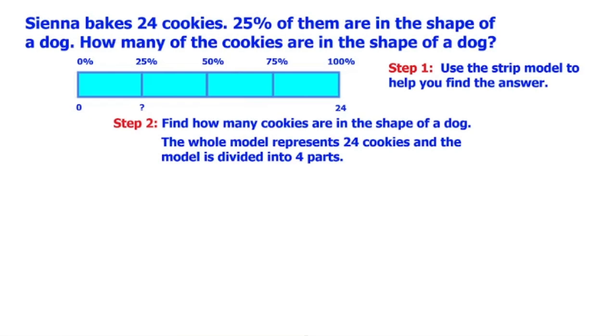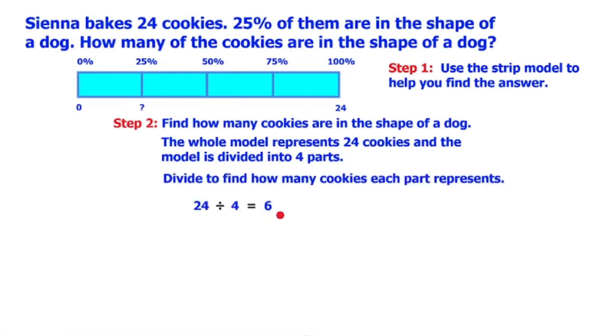Now we divide to find how many cookies each part represents. So we take 24 and divide it by 4, which equals 6. So each one of these little shapes here represents 6 cookies. Each part represents 6 cookies.